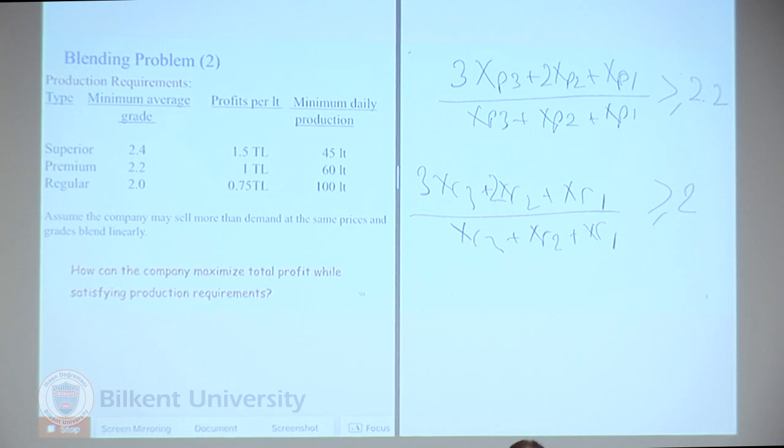Did everybody get this discussion? Because this is an important discussion.